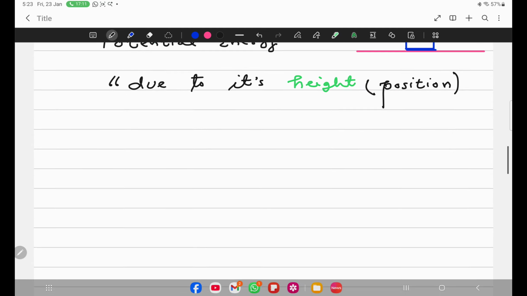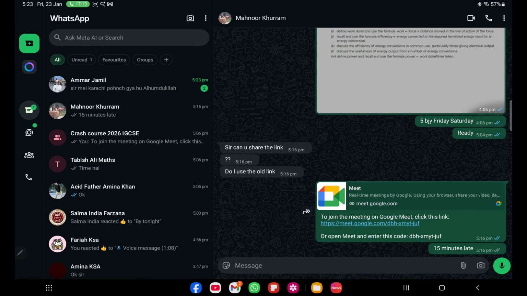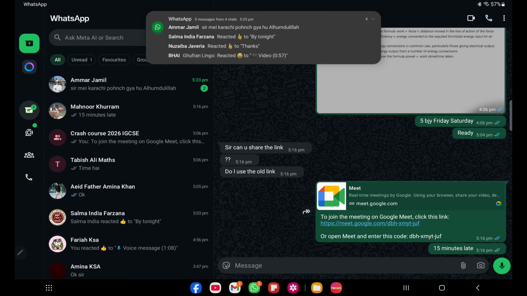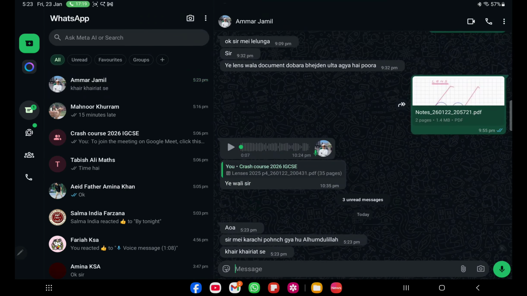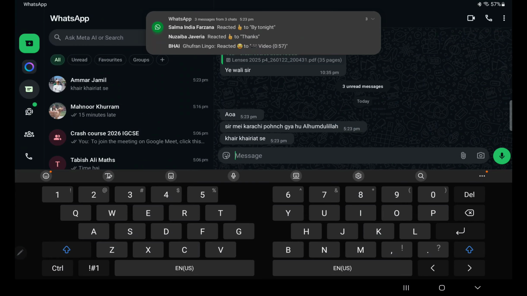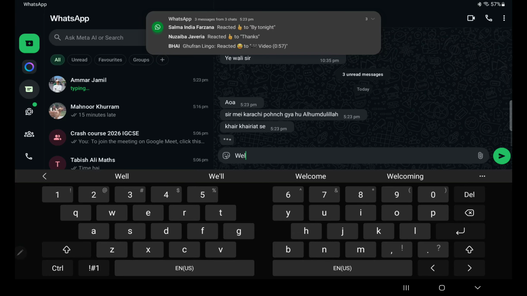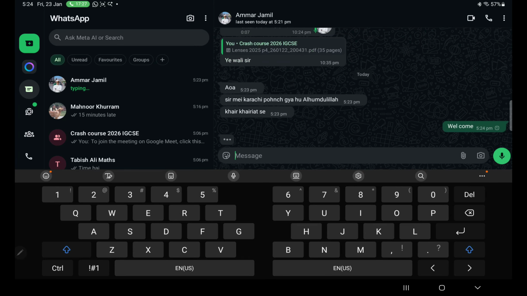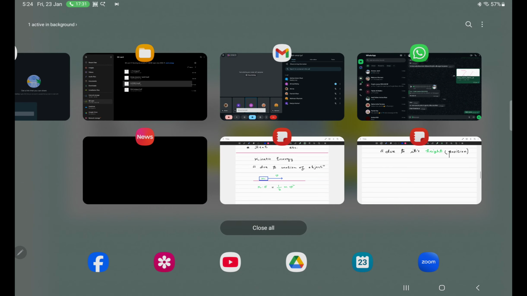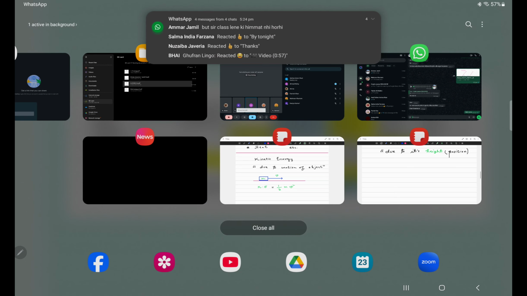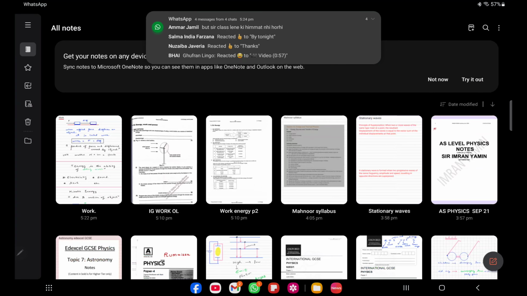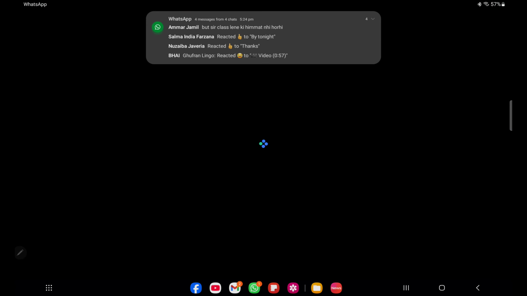Yes. And what is the equation of potential energy? Sorry, what is potential energy? Yes. Energy due to its height is called potential energy. Energy due to its motion is called kinetic energy. So, okay, okay.